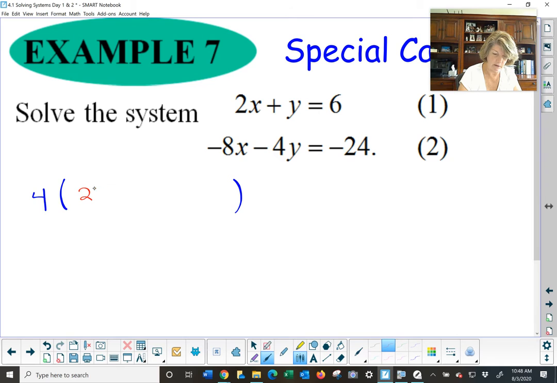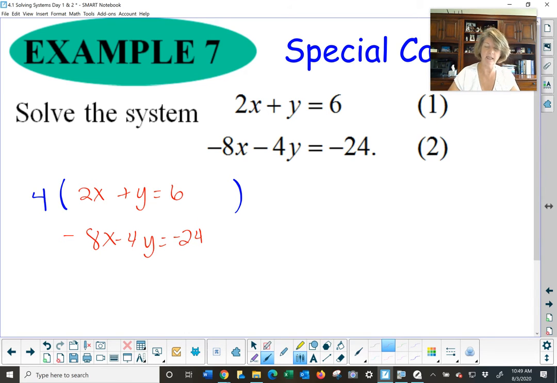And that equation looks like 2x plus y equals 6. And the second equation, I am not going to modify at all because I'm after that 8, negative 8 combination. So this equation will transform into 8x plus 4y equals 24. No modification on equation 2, so we just simply rewrite.